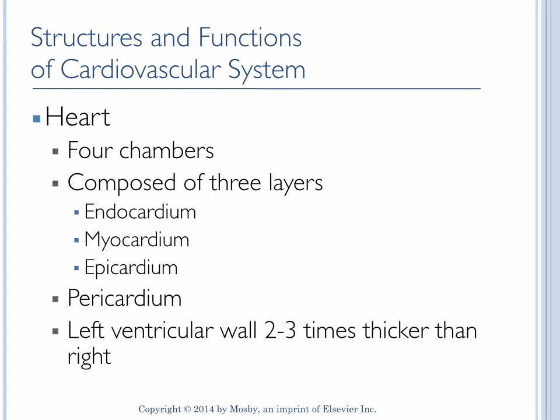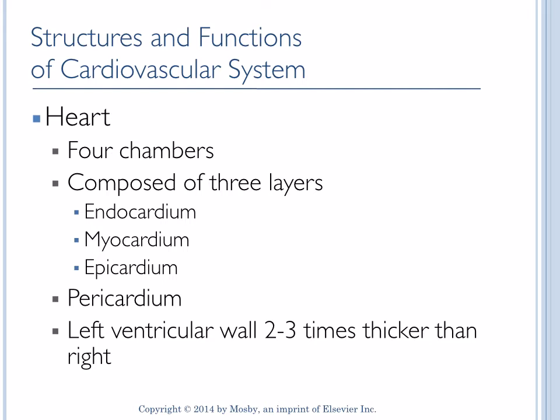Now, three layers of tissue form the heart wall. The outer layer of the heart wall is known as the epicardium. The middle layer is the myocardium, and the inner layer is the endocardium. Now make sure you don't get confused. There are three layers of tissue which form the heart wall, and the outer layer is called the epicardium. The middle layer is called the myocardium, and the inner layer is called the endocardium.